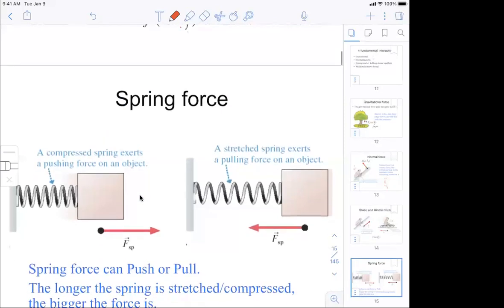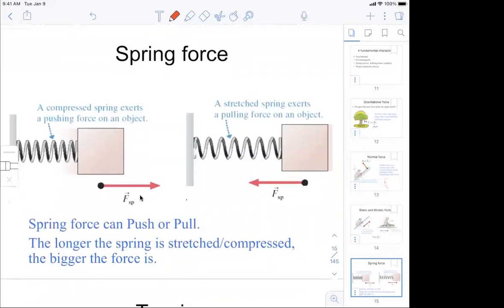Another type of force is called the spring force. If you have a spring that's been compressed or stretched, then you will feel a force from the spring. If the spring is compressed to the left, then the spring tries to push you. In this case, the force is to the right, force of the spring. But if you stretch the spring to the right, the spring will try to pull you in. In this case, it is to the left.